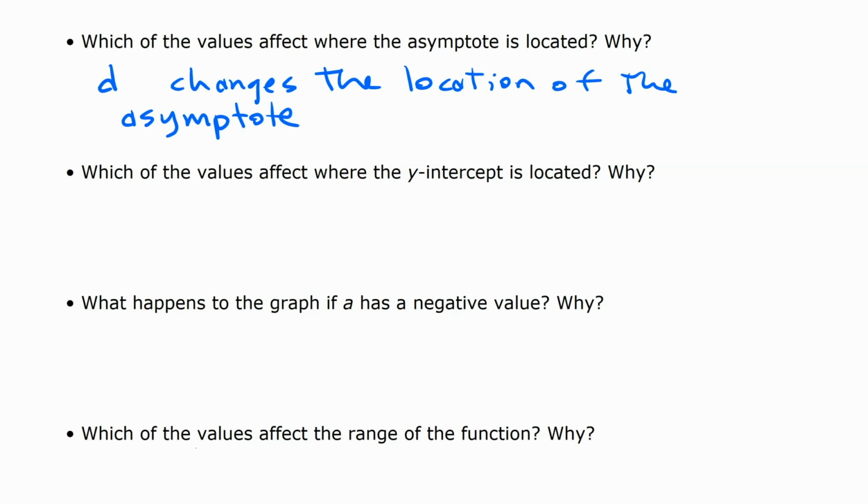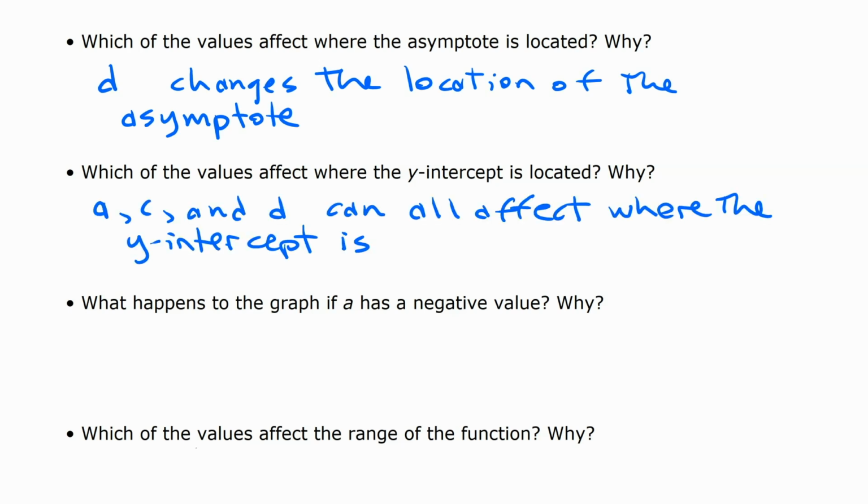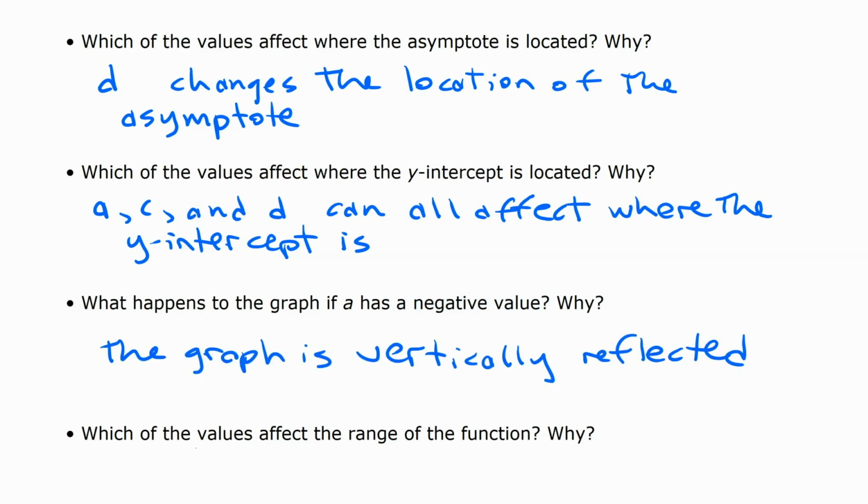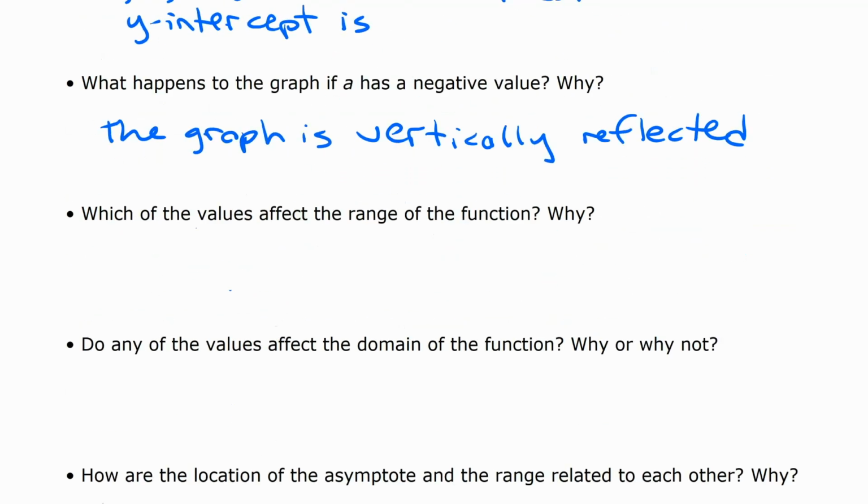And which of those values affect where the y-intercept is? Several of them can. In fact, a, c, and d can all affect where the y-intercept is, because if you multiply by a number in front, you can expand that y-intercept to be not 1, but a bigger or smaller value. If you shift this side to side, which is what c does, that can affect the y-intercept. And if you shift it vertically, that changes the y-intercept. So all three of those do. What happens to the graph if a has a negative value? Of course, it's a vertical reflection that the graph undergoes.